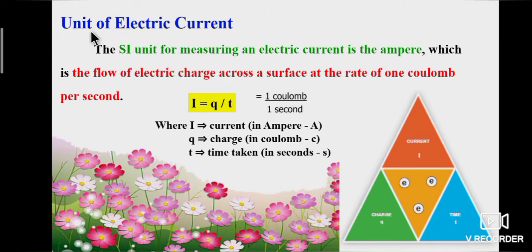Next, we have seen the unit of electric current. The SI unit for measuring an electric current is ampere, which is the flow of electric charge across a surface at the rate of 1 coulomb per second. I is equal to Q by T. So the unit is coulomb per second. Here I is current, Q is charge, T is time.